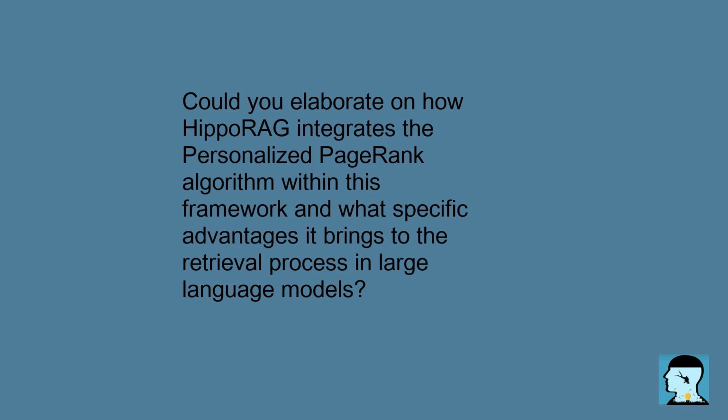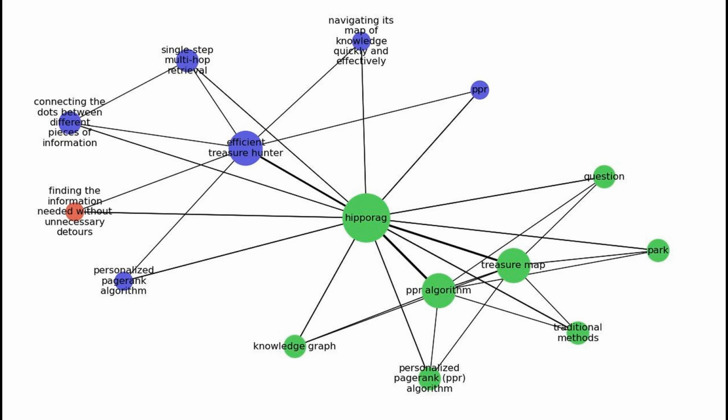That analogy of the library and the roles of the neocortex and hippocampus is quite enlightening. Could you elaborate on how HippoRAG integrates the Personalized PageRank algorithm within this framework, and what specific advantages it brings to the retrieval process in large language models? HippoRAG incorporates the Personalized PageRank, PPR, algorithm into its framework to enhance the retrieval process, and we can think of it like a treasure map.